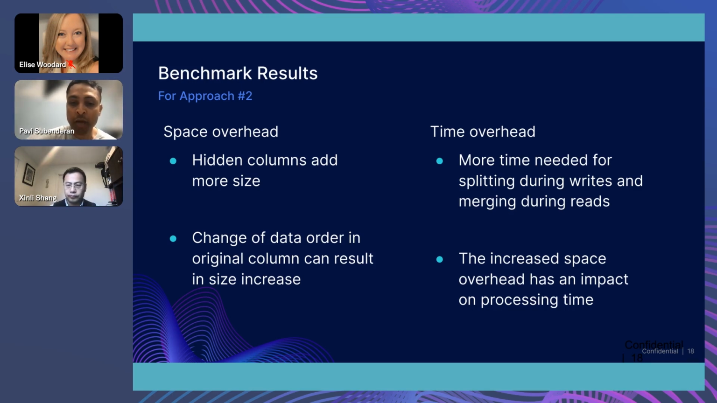And then in terms of time overhead, there's added time to split the writes. When you're writing cell encrypted data, you're splitting across the different hidden columns and original columns, and merging them back during reads also adds time overhead. And the increased space overhead of the worse encoding and compression can also impact the processing time overhead.